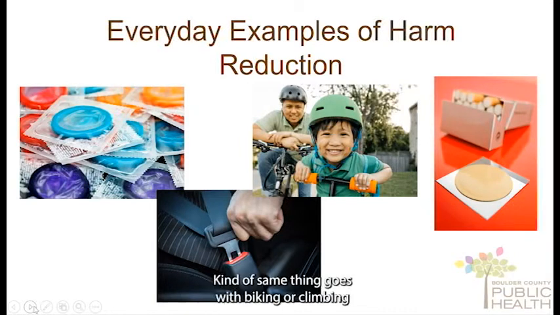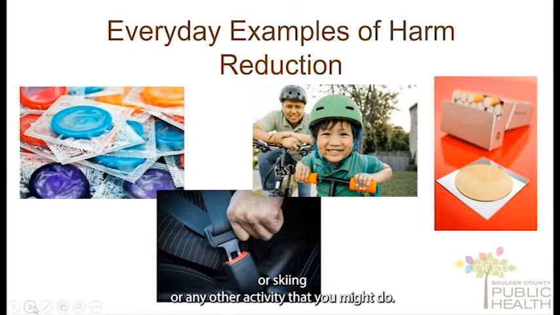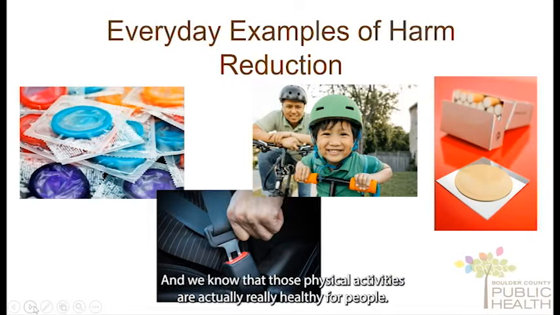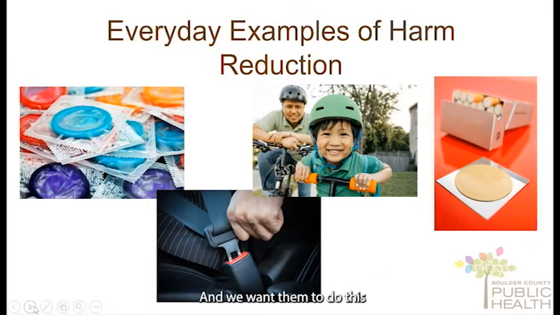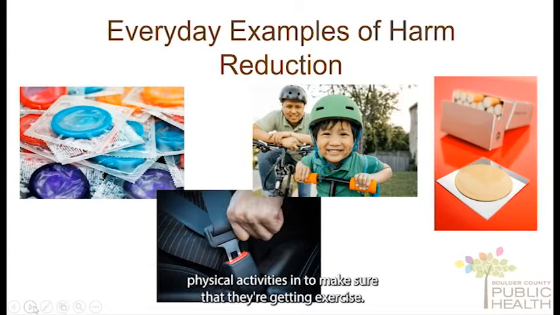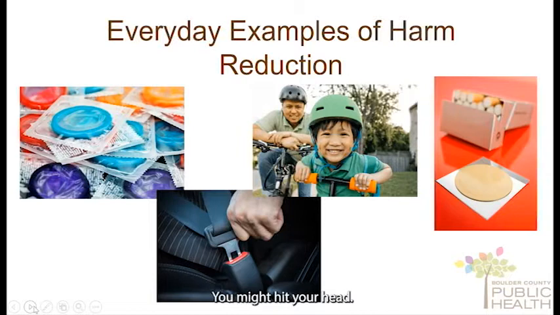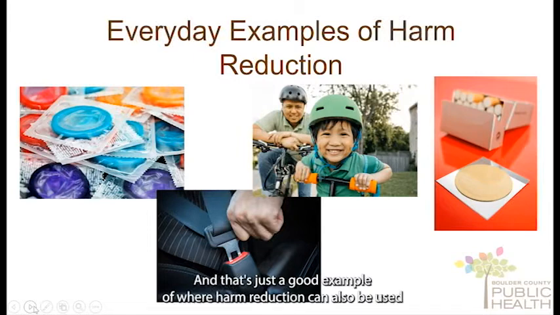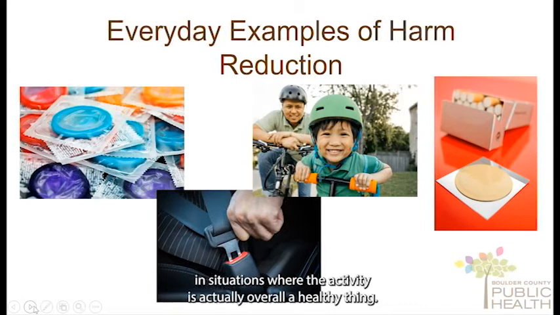Kind of same thing goes with biking or climbing or skiing or any other activity that you might do, that you might wear a helmet. We know that those physical activities are actually really healthy for people, right? And we want them to do those physical activities, to make sure that they're getting that exercise. But it can pose some dangers, right? So, if you fall on a bike or something like that, you might hit your head. So we can have our helmets that'll protect from concussion. And that's just a good example of where harm reduction can also be used in situations where the activity is actually overall a healthy thing.